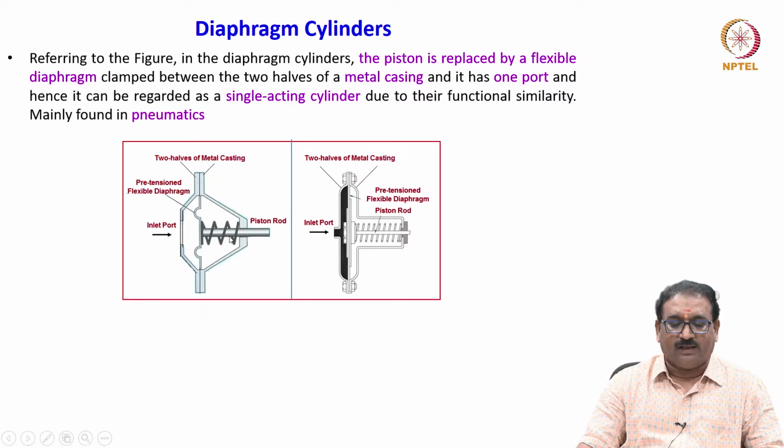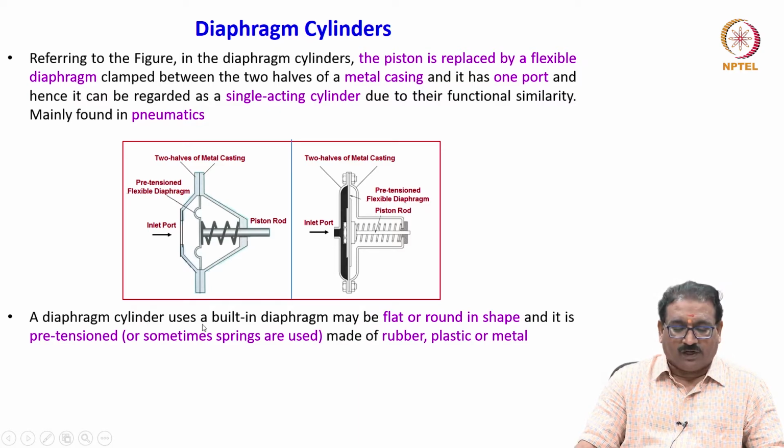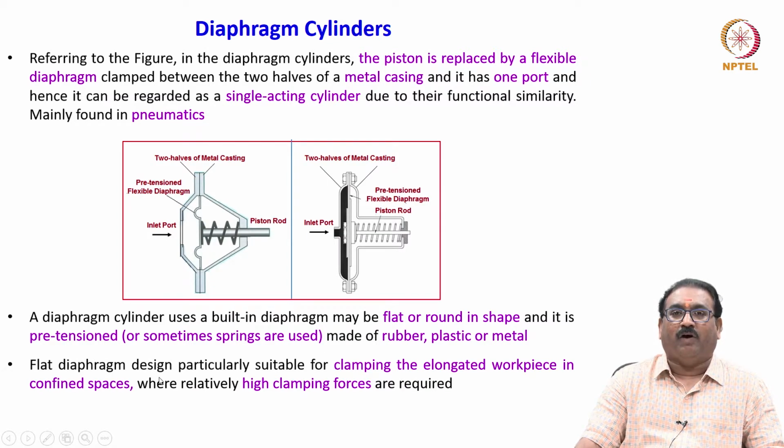Sometimes they use a spring. A diaphragm cylinder uses a built-in diaphragm, maybe flat or round in shape, and it is pre-tensioned, or sometimes a spring is used. It may be made of rubber, plastic or metal. A flat diaphragm design is particularly suitable for clamping elongated workpieces in confined spaces where relatively high clamping forces are required.